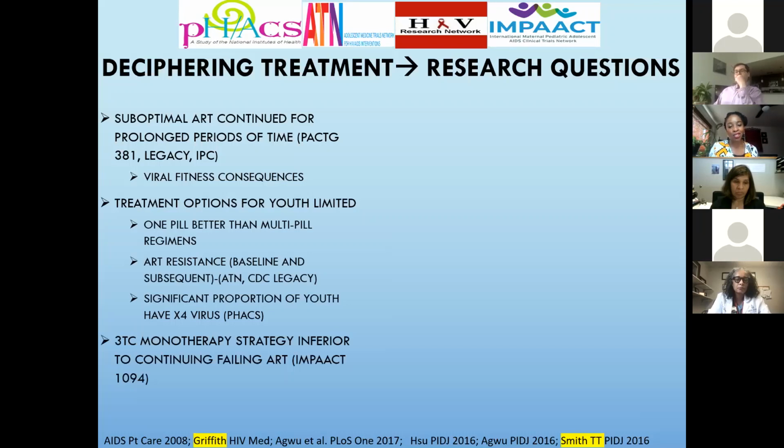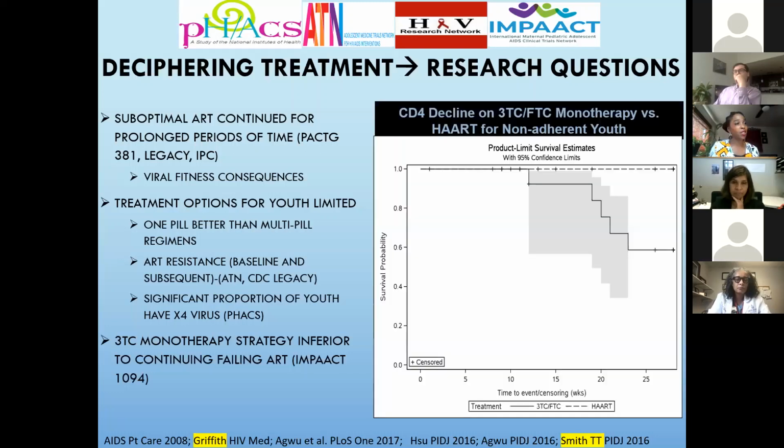And in my first international HIV treatment trial funded by IMPAACT, I looked at the use of 3TC monotherapy as an antiretroviral therapy strategy versus continuing adolescents on failing ART, which is a strategy that was being done domestically as well as internationally, and looked at whether or not there were benefits to that strategy. And this is the money slide.